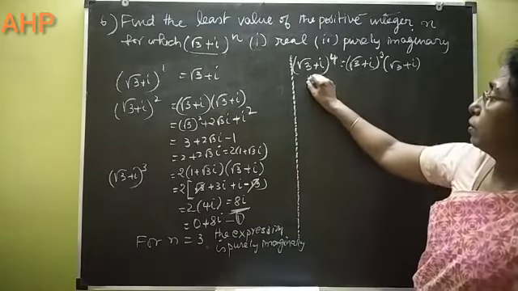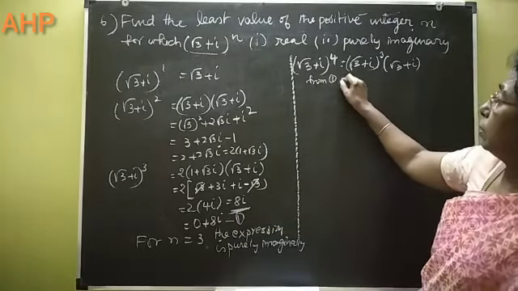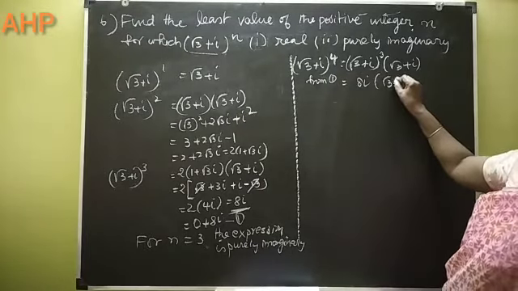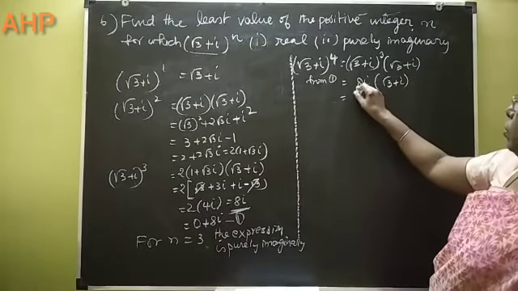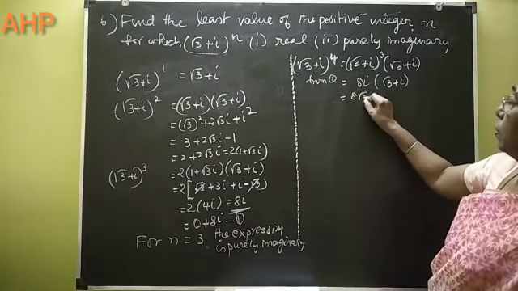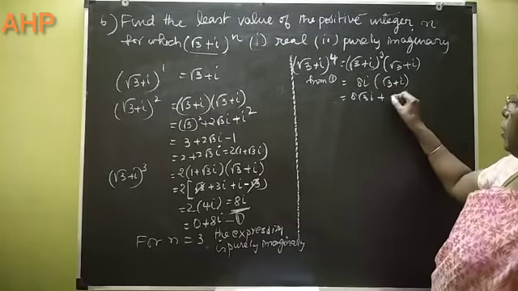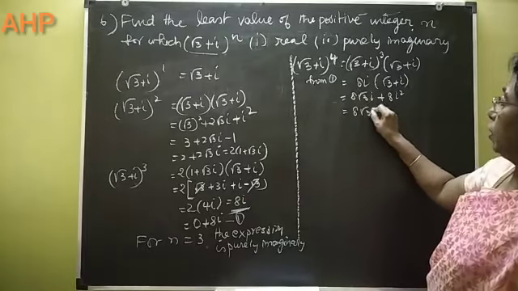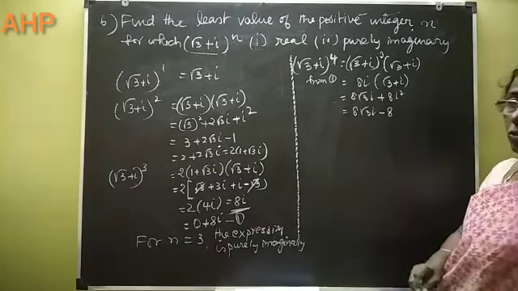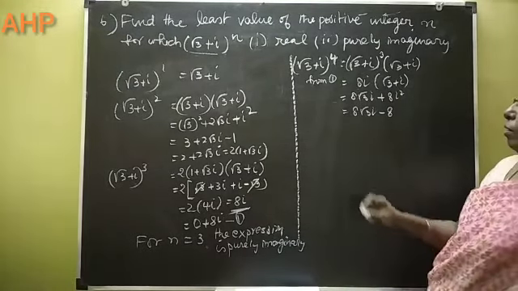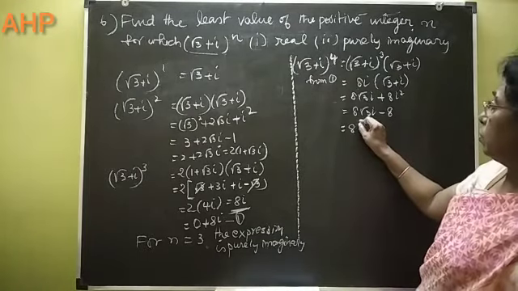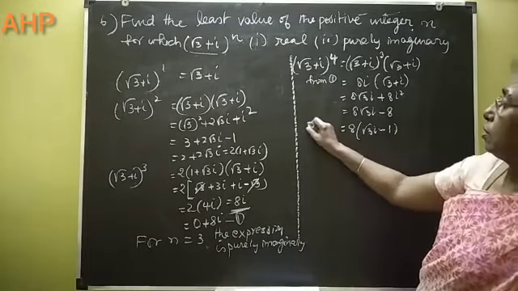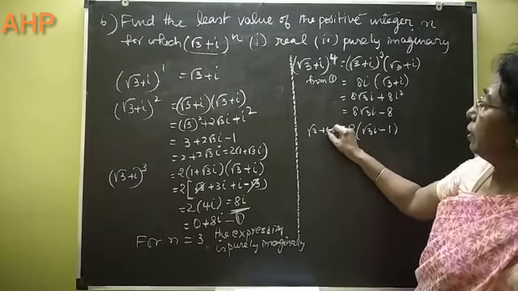So from 1, we are going to get this is equal to 8i into (root 3 plus i). So this is going to be 8 root 3 i plus 8 i square. So this is equal to 8 root 3 i minus, i square value is minus 1, so it is minus 8. So this can be written as 8 into (root 3 i minus 1). This is (root 3 plus i) the whole power 4.